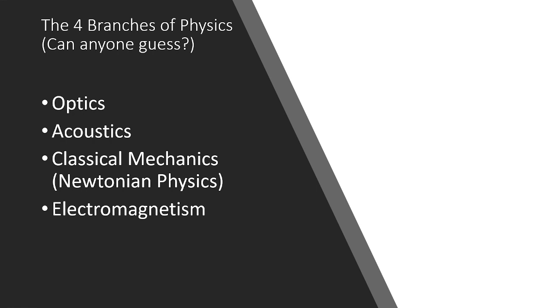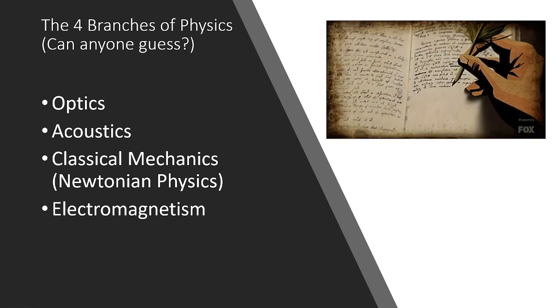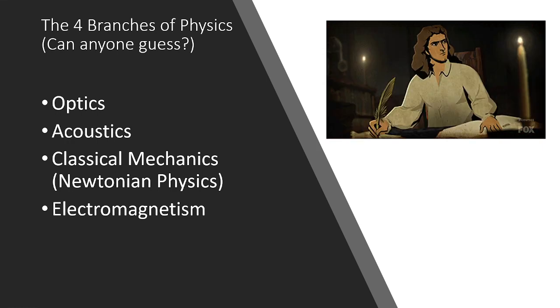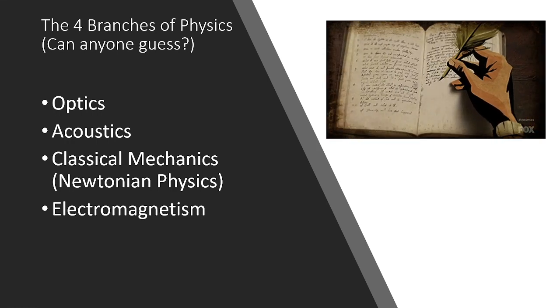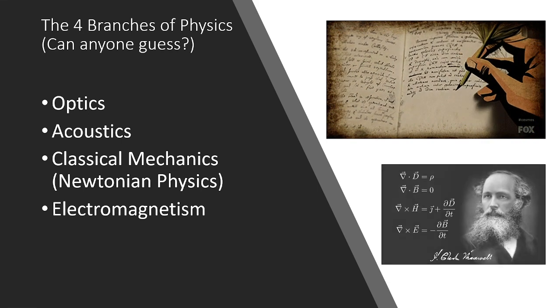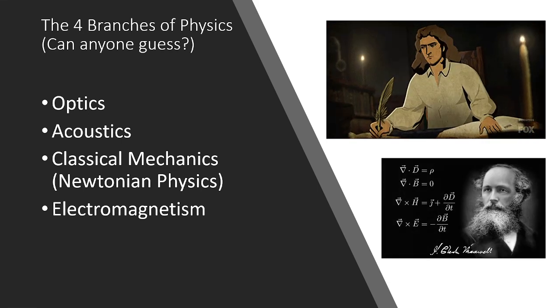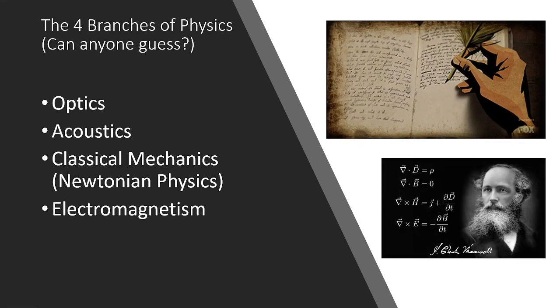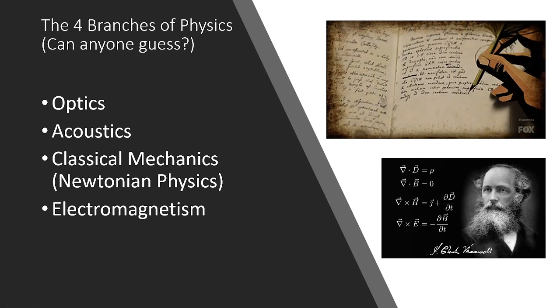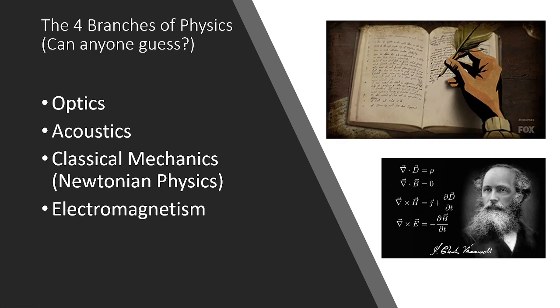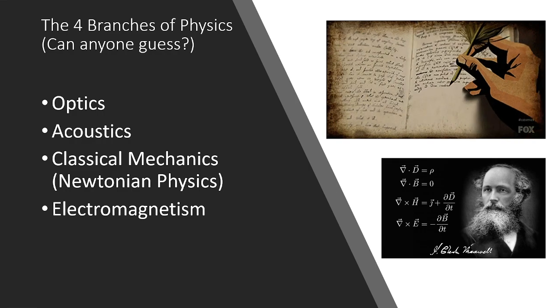So for the last two, they have Sir Isaac Newton as the author of classical mechanics, and for the last one, James Clerk Maxwell, combining the four Maxwell's equations, which govern electromagnetism.